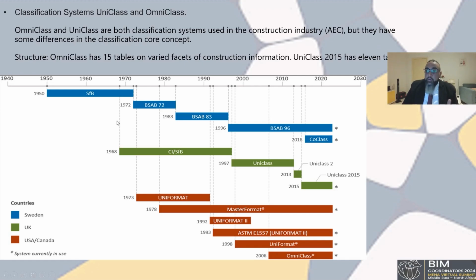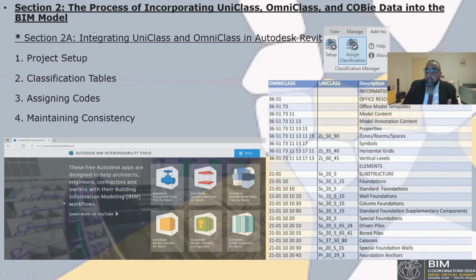From section 2 we will start the practical area: the process of incorporating Uniclass and Omniclass and the COBie data into BIM models. I have already broken this section down into 4 subsections from the main section: 2A, 2B, 2C, 2D. From 2A, we will start explaining how to integrate Uniclass and Omniclass in Autodesk Revit.